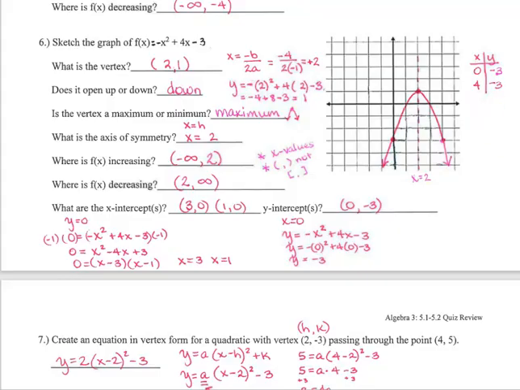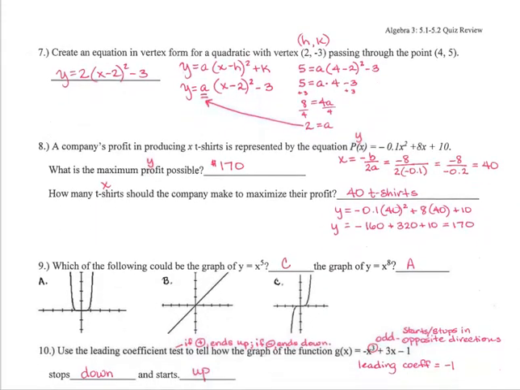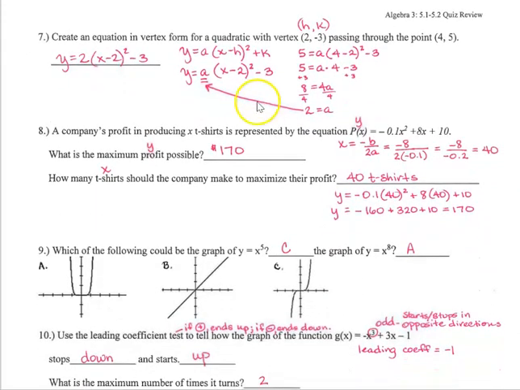All right, then for number 7, for each of those, they had given me the equation and asked me to find the information. This time they give me the information and they ask me to find the equation. So it says create an equation in vertex form. So again, here's that vertex form. And it says the vertex is (2, -3). So h is 2, k is -3. So we'll put 2 in for h and we'll put -3 in for k. And then it's going to pass through the point (4, 5).